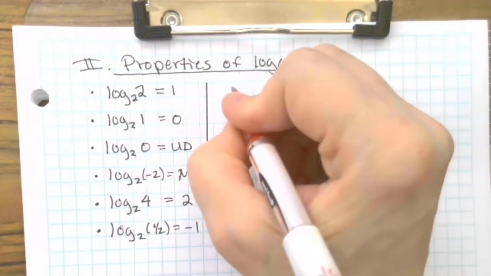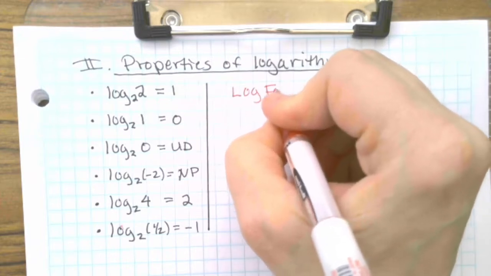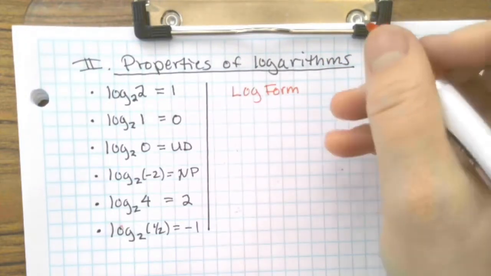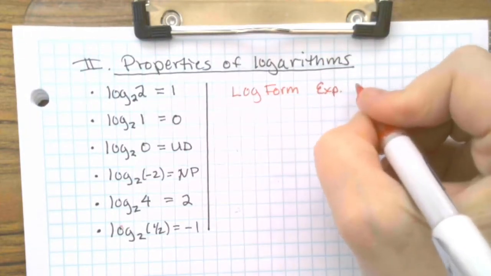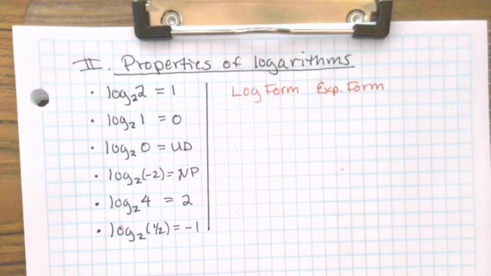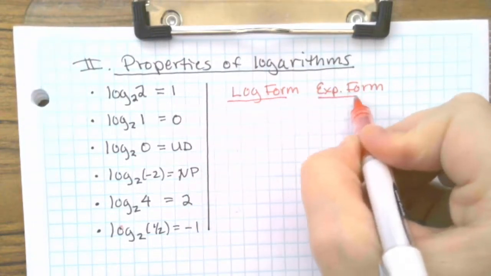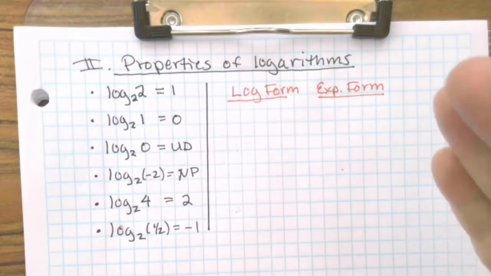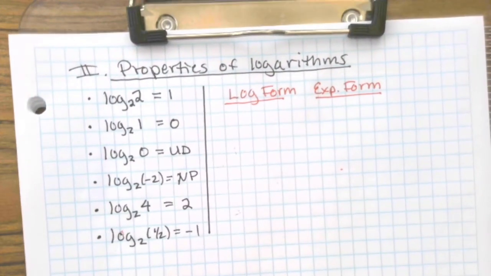We're going to start with the log form, and then we're going to change it to exponential form. And that will actually get us where we need to go, which is what it is equal to. I'm offsetting these a little bit because I don't want it to be completely hard to read.